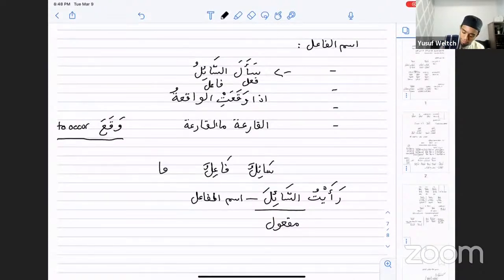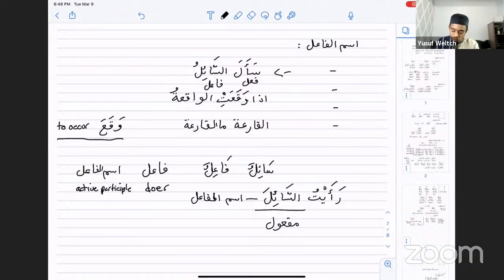Okay, so fa'il, we usually translate it as the doer. And ism al-fa'il is the active participle. I prefer other translations, because this is too much a grammarian type translation. Ism al-fa'il, you can say the nominal doer. The nominal doer.